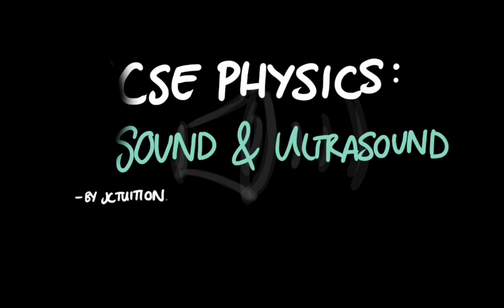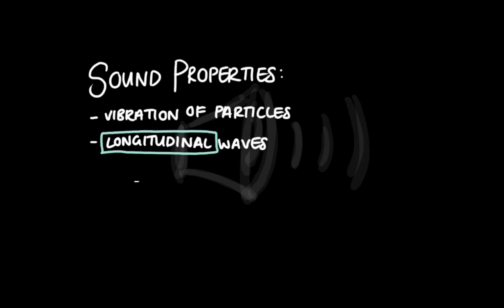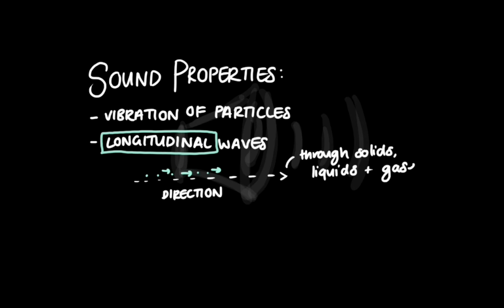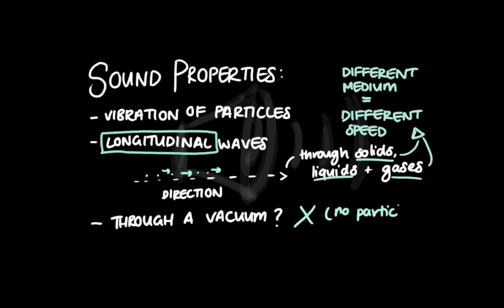Properties of sound that you need to know is that sound is caused by the vibration of particles. Sound waves are a type of longitudinal wave, which means that sound waves cause particles to vibrate in the same direction or parallel to the direction that the sound is going in. The vibrations can travel through solids, liquids, or even gases, and the speed of the sound obviously will depend on the medium that it's traveling through. It travels fastest in air, where it's 330 meters per second. Sound needs particles to travel through, so in a vacuum where there's no particles, you cannot hear sound.